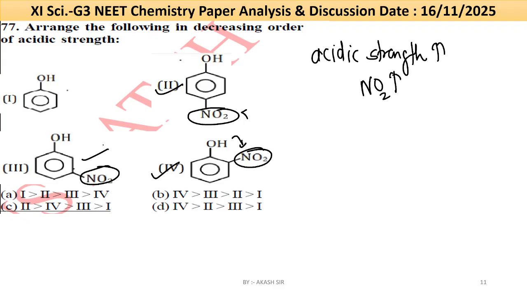So here acidic character सबसे ज्यादा किसका आता है, तो यहाँ पर आ जाएगा पैरा नाइट्रोफिनॉल, सबसे कम आ जाएगा फिनॉल. सो यहाँ पर 2 and 1 कहाँ पर नजर आ रहा है, option C is the correct answer.